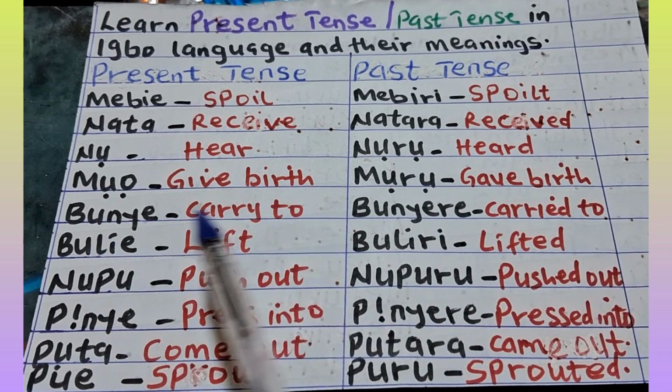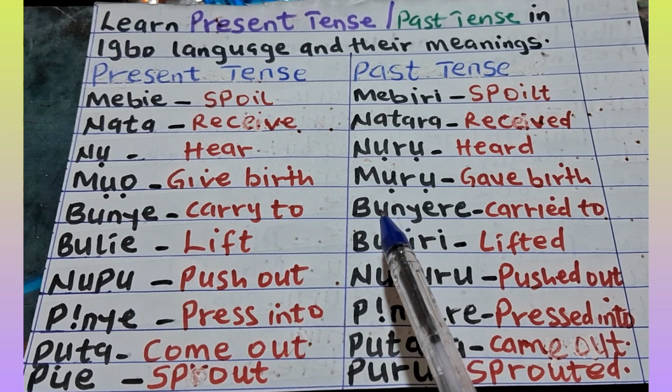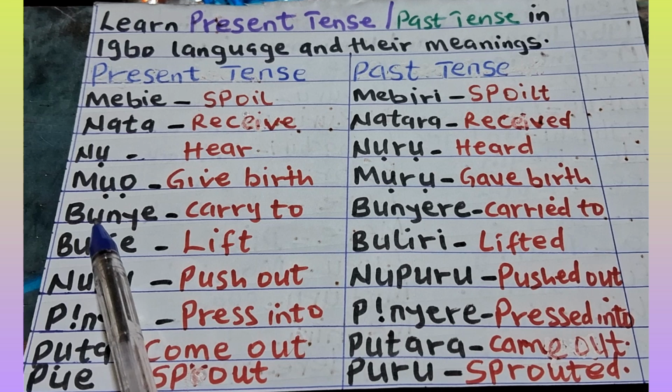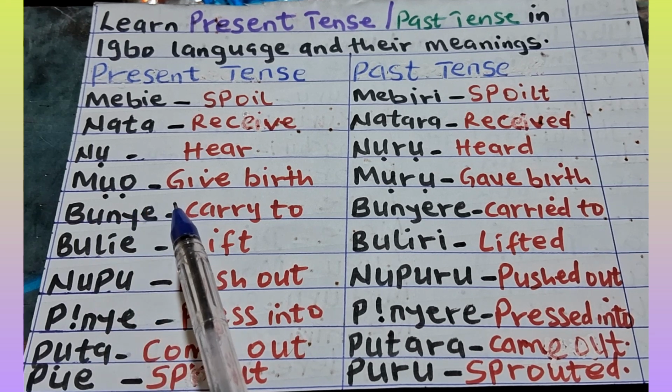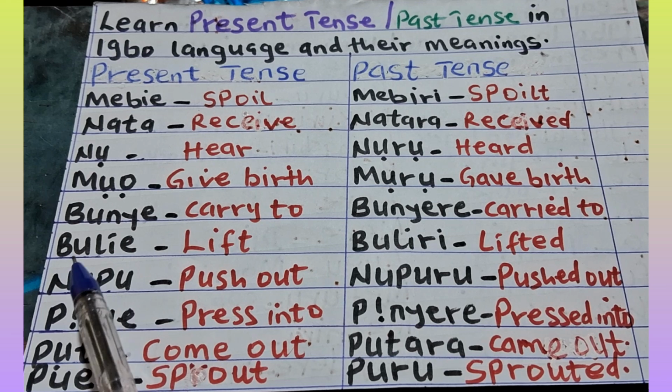Bunye, carry to. Bunye, carry to. Past tense of it is bunyere, carried to. You can say panye. It also means carry to. Panyere, carried to. The same thing.